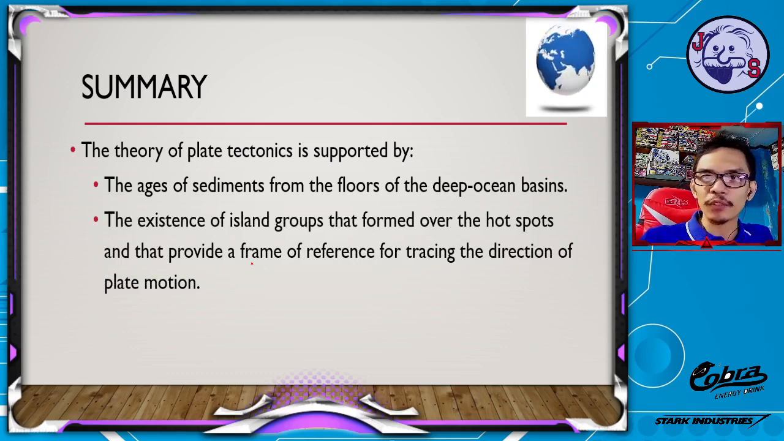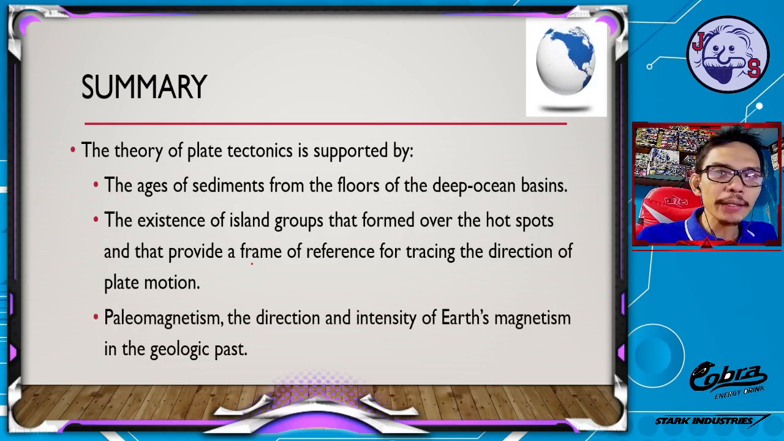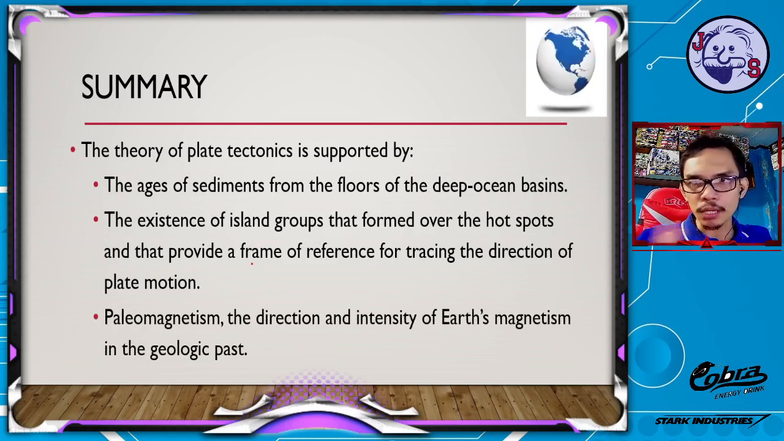The second one is the hotspot. We can use the hotspot volcanoes as a frame of reference in tracing the direction, and not only the direction but also the rate of motion of your plate. The hotspot volcano is possible because of the mantle plume that is stationary below it. And the third one is the paleomagnetism, the most persuasive evidence that we have right here.